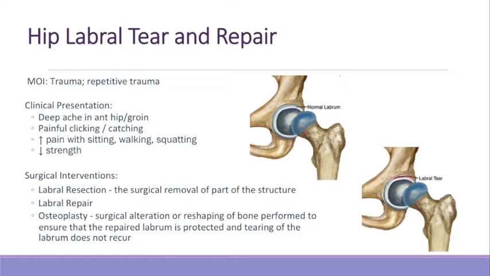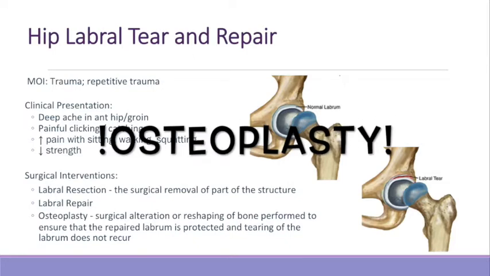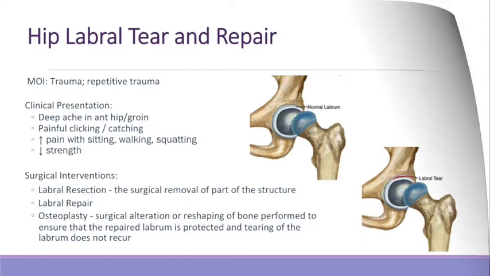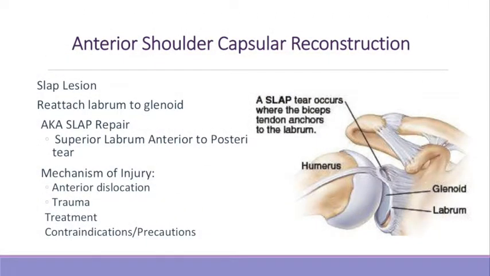Signs and symptoms, and I can attest to these, is a deep ache in the front of the hip or the groin. There can be a painful clicking or catching with some hip movements. The pain will increase with prolonged sitting or walking. I just can't win. And there can be a sharp pain in the hip or the groin when squatting. This eventually leads to weakness in the muscles that surround the hip joint and stiffness in the hip. In some cases, the surgeon may also find it necessary to perform an osteotomy to further protect the labrum and to help prevent re-injury.